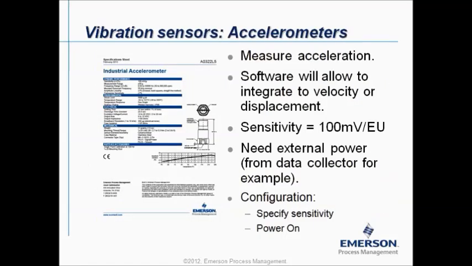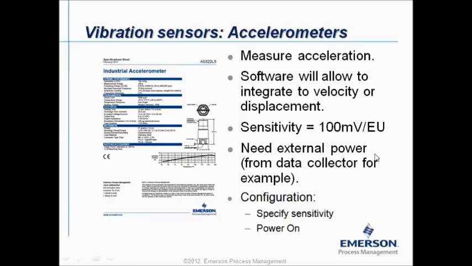Accelerometers. On the left side you see a typical data sheet of an accelerometer and here a drawing of a sensor. An accelerometer measures acceleration. The software or the firmware will allow you to integrate it to velocity or displacement. The sensitivity can be different for every sensor. However, most sensors on the market have a sensitivity of 100 mV per engineering unit.